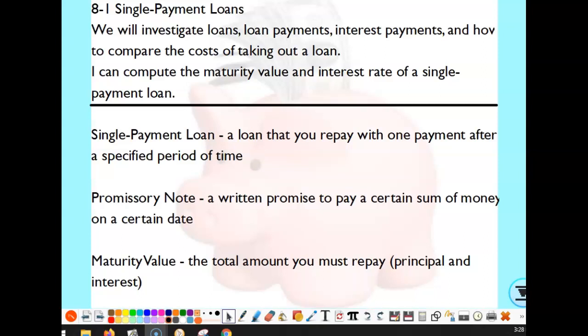A single payment loan is a loan that you repay all at once. Most of the time when we think about a loan, we think about taking out a big chunk of money and paying it back little by little over an extended period of time. A single payment loan is typically a pretty short-term loan. It's usually for a smaller amount of money, but you pay it back all at once. So you pay back the amount that you borrowed and the interest amount.